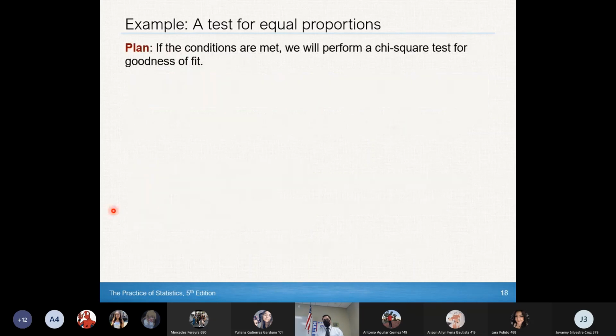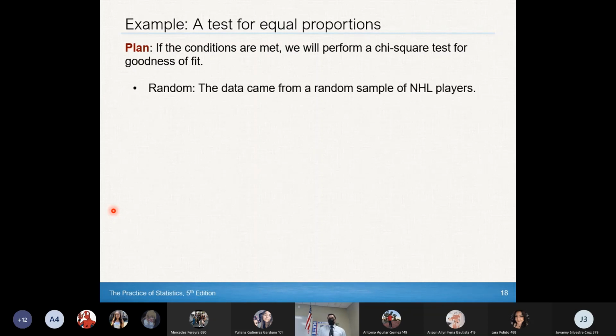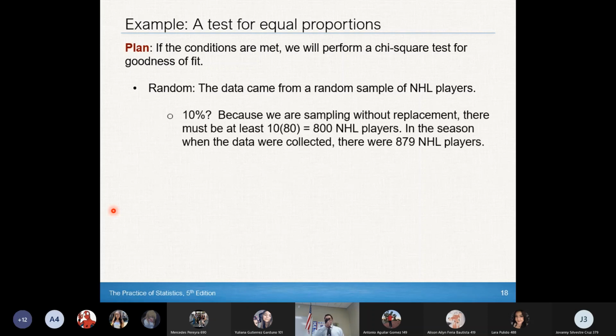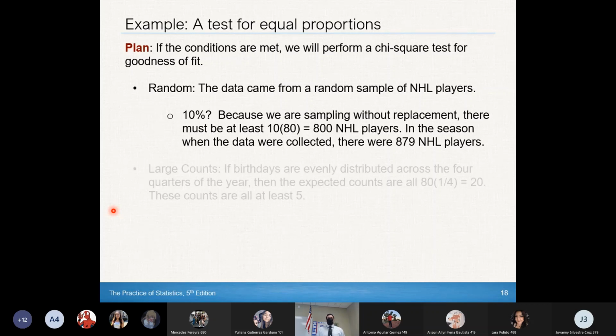Plan. If the conditions are met, we will perform a chi-square test for goodness of fit. Random: the data came from a random sample of NHL players. 10%: because we're sampling without replacement, there must be at least 10 times 80, equaling 800, NHL players. In the season when the data were collected, there were 879 NHL players. So that condition is good.